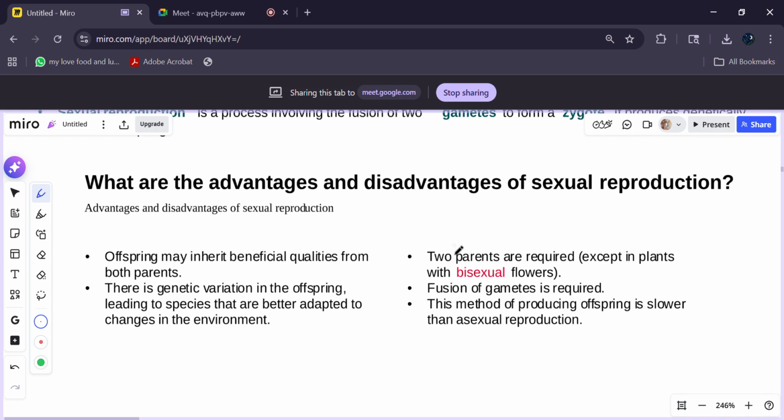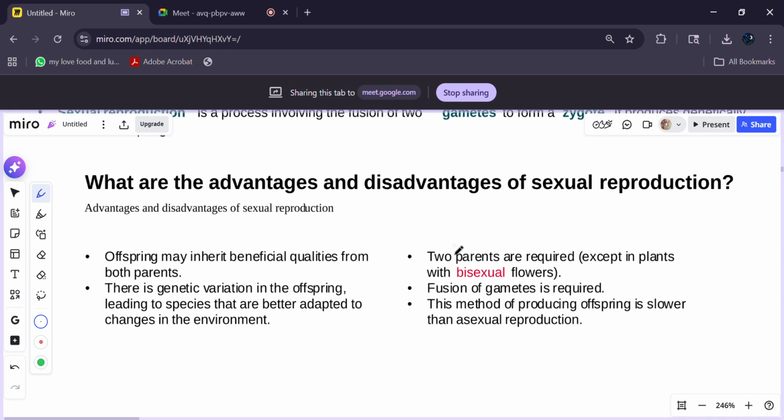So let's say one plant was disease resistant and another one attracts insects for pollen. Let's say it has beautiful petals and a nice smell for insects. Now these are two beneficial qualities, and because of sexual reproduction, these qualities could be passed down to the offspring. The offspring can inherit these qualities, making it better compared to the parents.